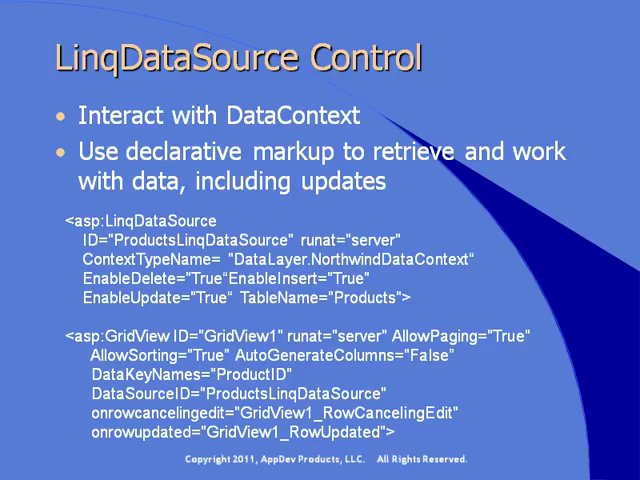We identify that the data key name is ProductID, and then we can write code in the OnRowCancelingEdit and OnRowUpdated events. So let's go take a look at using LINQ to SQL in a Windows app and then in a web app.